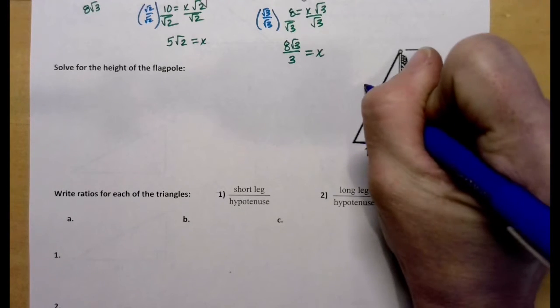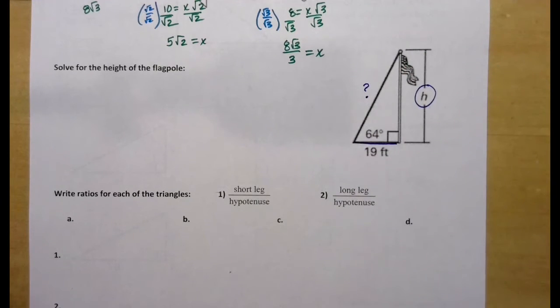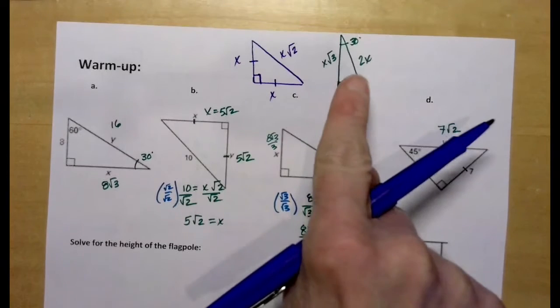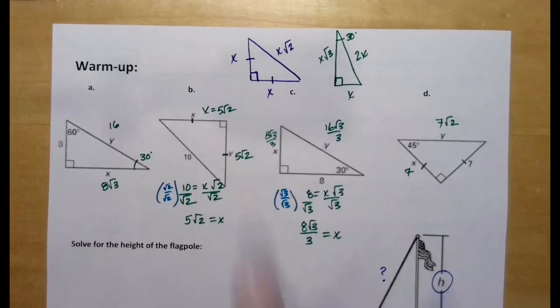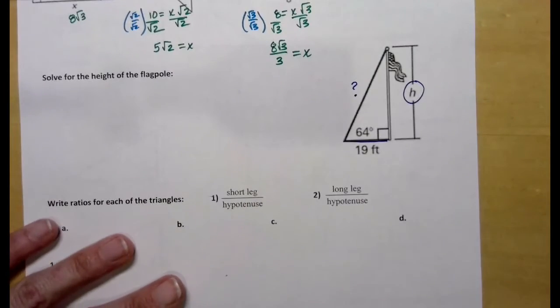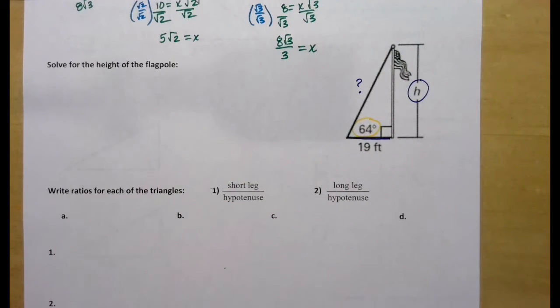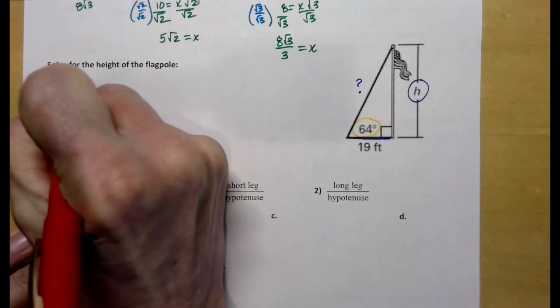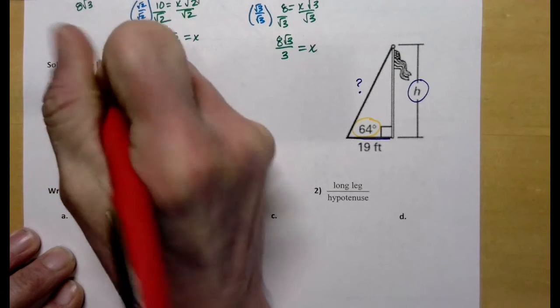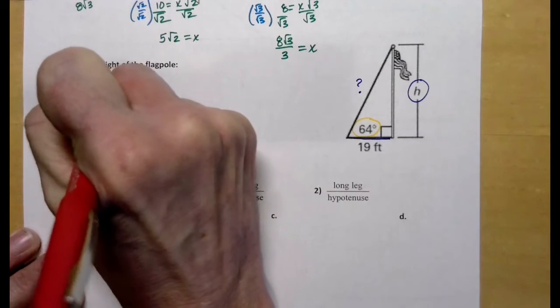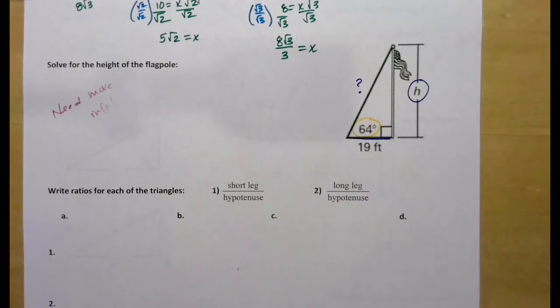But I don't know what my hypotenuse is. It's not a special right triangle because it's not a 30, 60, 90 or an isosceles right triangle. Instead, I have this 64-degree angle. So I'm wondering, do I have enough information? I'm tempted to say I need more information, and a better pen, in order to be able to solve this one.